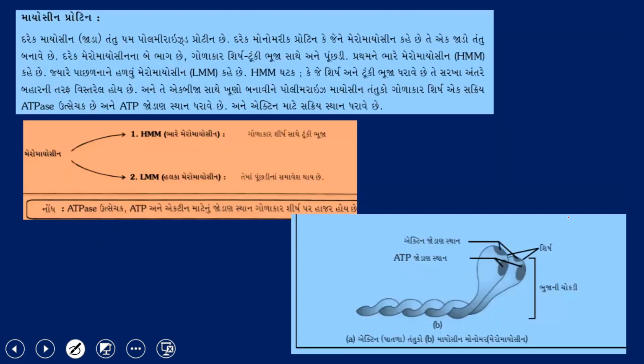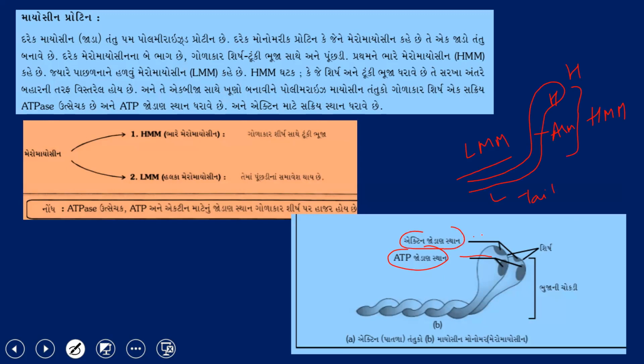Now see, you should know about the heavy and light meromyosin. This is the head, this is the middle part or the arm part as we call it, and then this is the tail part. The head has the ATP binding region, that you should know, and this is also termed heavy meromyosin. The tail part is termed light meromyosin. And this is the actin binding site.